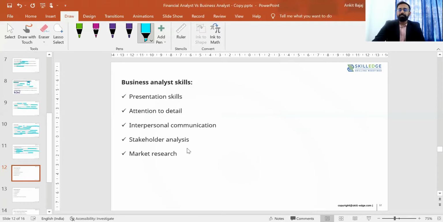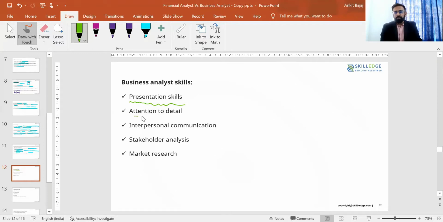Now, what are the skill sets which are required to become a good business analyst, right? So you will be interacting with the top management or business leaders. So you should have great presentation skills, right? If you don't have great presentation skills, it means you won't be able to present anything to your client and you won't be getting business from your client. So you should have great presentation skills.